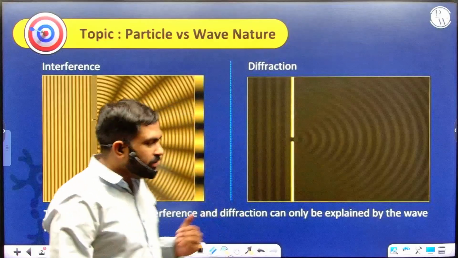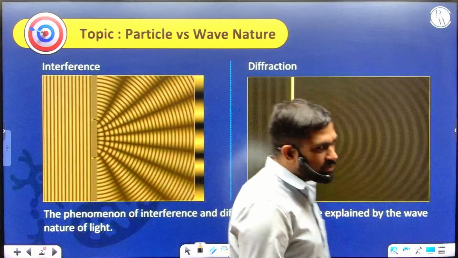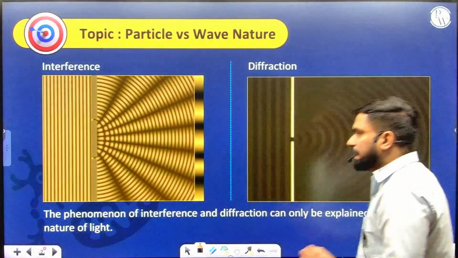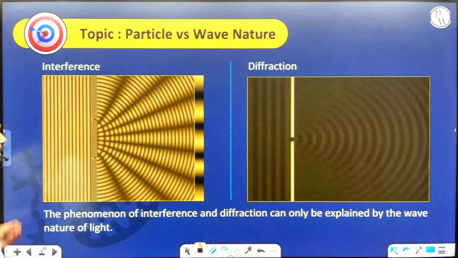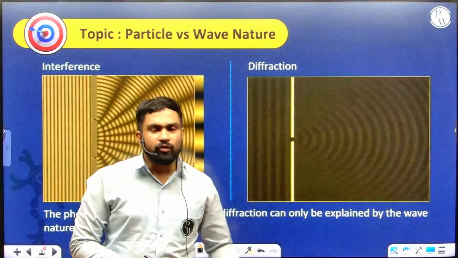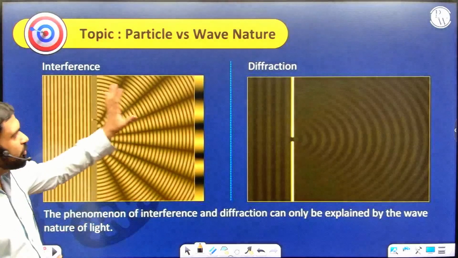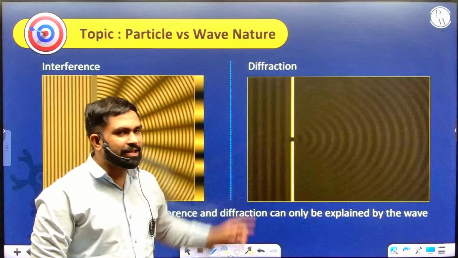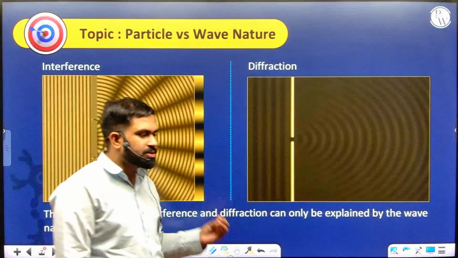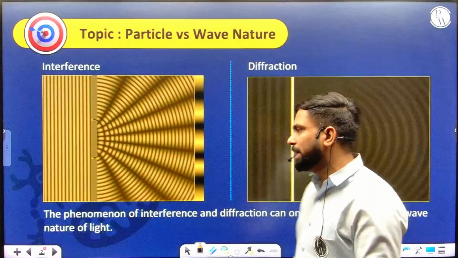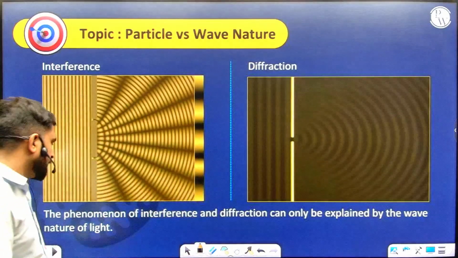Okay. So to verify the wave nature of light, we have two phenomena in front of us. One is interference. In case of waves, we can see an alternate pattern of constructive and destructive interference, the bright and the dark fringes, obtained on the screen, as well as in single slit diffraction, where we observe a diffraction pattern just like the interference pattern, which shows us the wave nature of light.